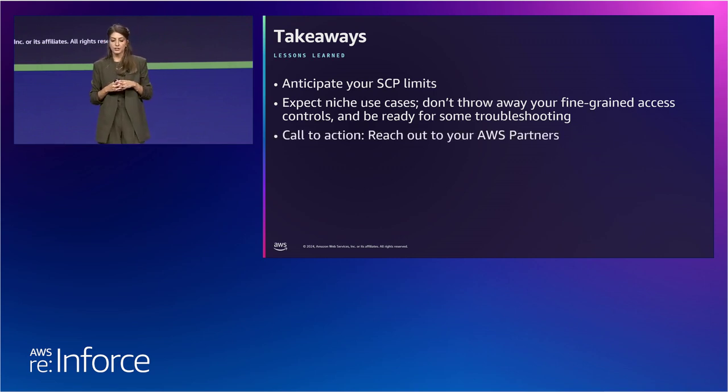My last bullet is a selfish call to action. So if you are dealing with similar issues where you want to implement the data perimeter, but you're worried about API exceptions or you're missing some global condition keys, reach out to your AWS partners. AWS is a customer-driven roadmap, right? So the more people that we get talking about the same gaps and issues, the better it is for everyone.